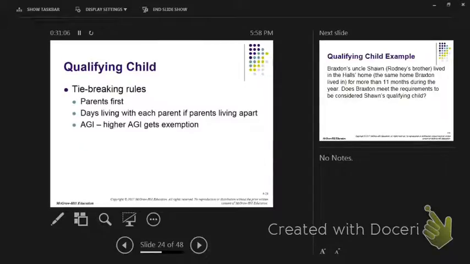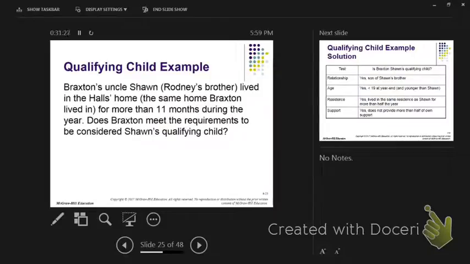Now, if there's tie-breaking rules, which sometimes there are, the first goes to the parent. The second goes to who lives with who the most. And the third goes with whoever has the highest AGI. I don't quite get that one, but the third, it goes with that. I'm guessing it's a better tax advantage to that individual, but that's who gets it, the higher AGI. So now I had to read this one several times before I read it right.